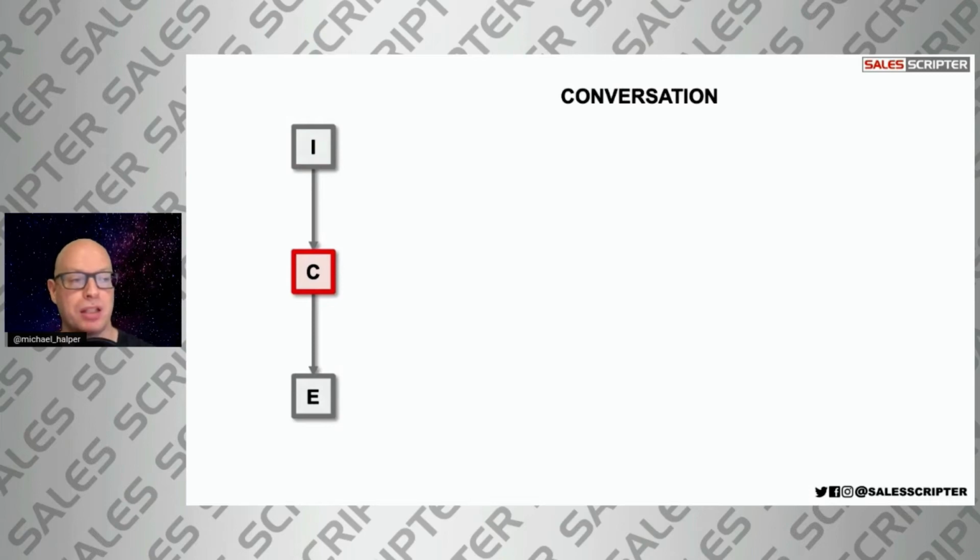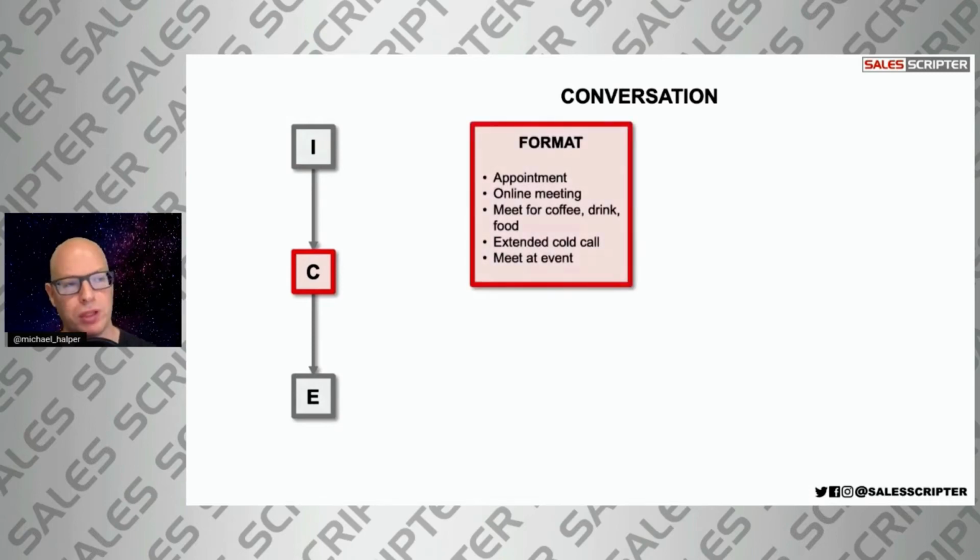Once you move to the next step, which is the conversation, what this might look like in terms of format is the most traditional type of conversation: an appointment. So if in the interaction step you do cold outreach with a cold call or cold email, then the next step might be to schedule an appointment. And that appointment is the conversation step.